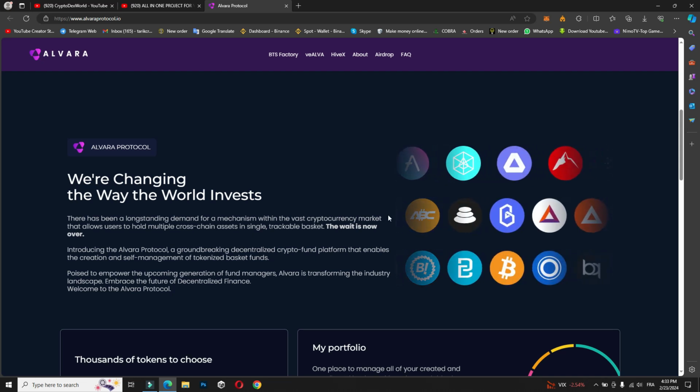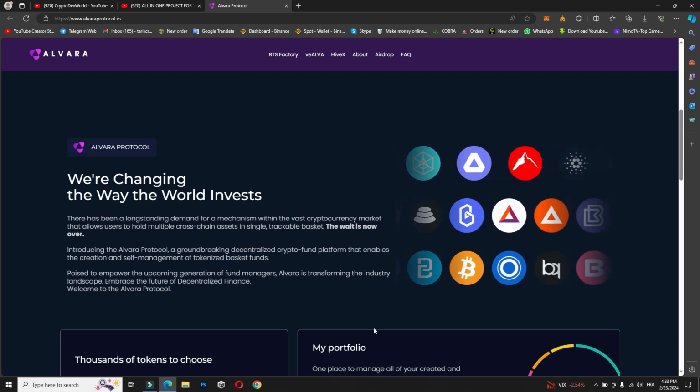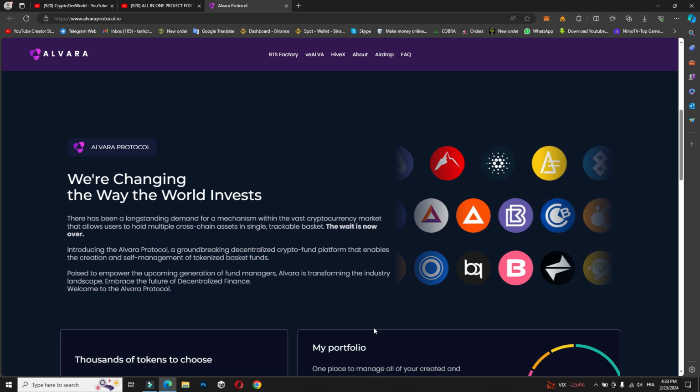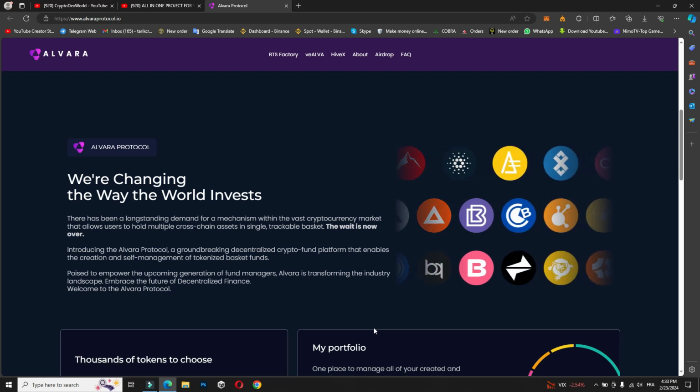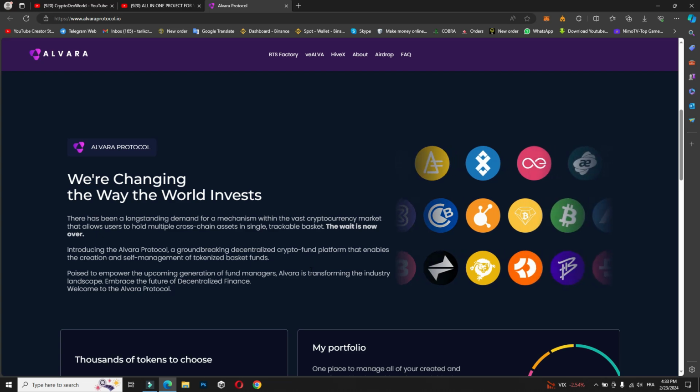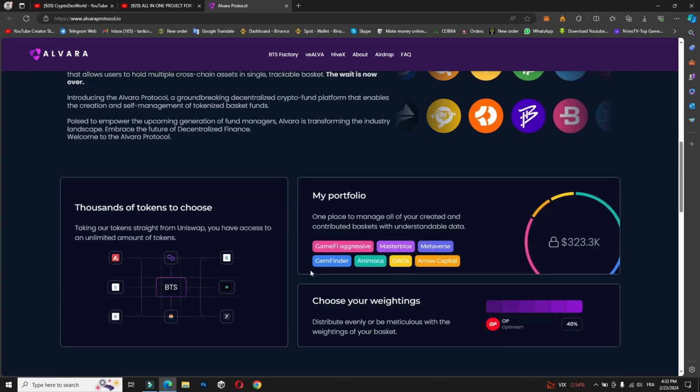There has been a long-standing demand within the vast cryptocurrency market for a mechanism that allows users to hold multiple cross-chain assets in a single tradable basket. The wait is now over, so you can't wait anymore.